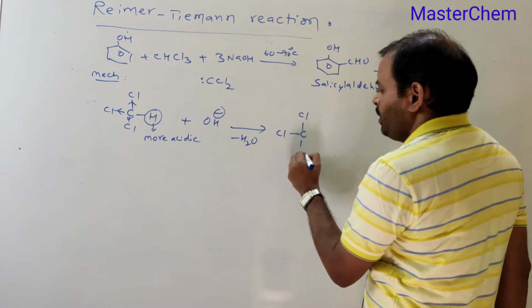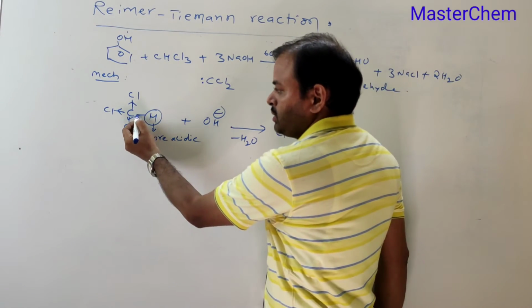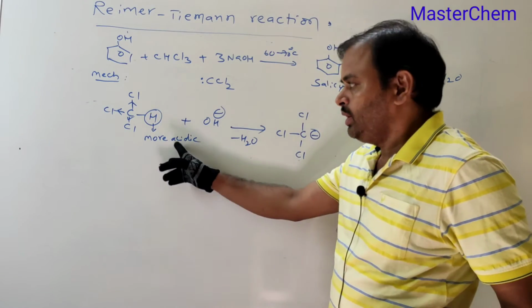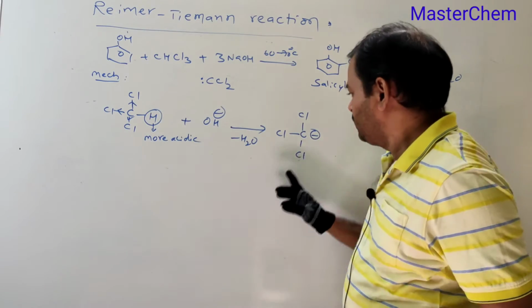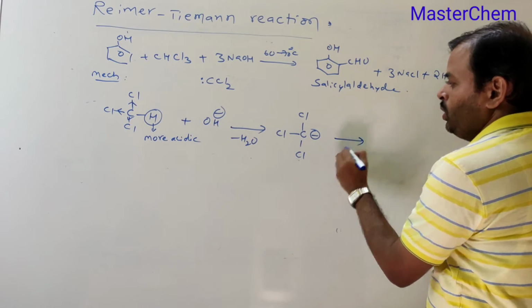CCl3 minus. This minus charge is because of this bond. Without taking the electron, hydrogen is left as an H plus ion. That's why there is a negative charge on this carbon.